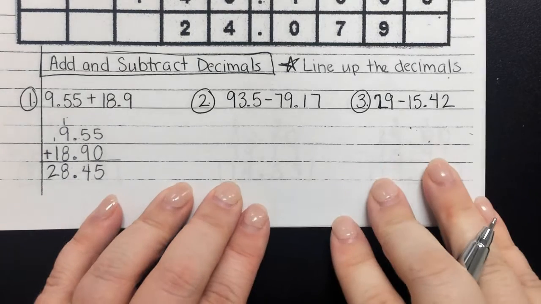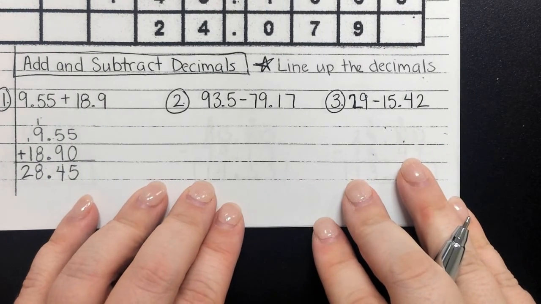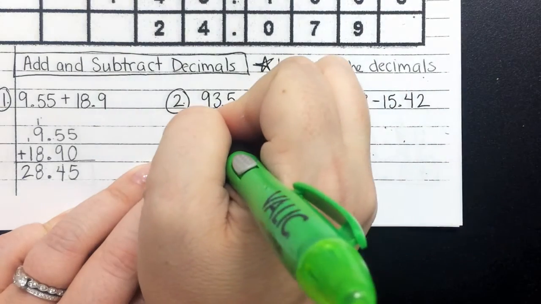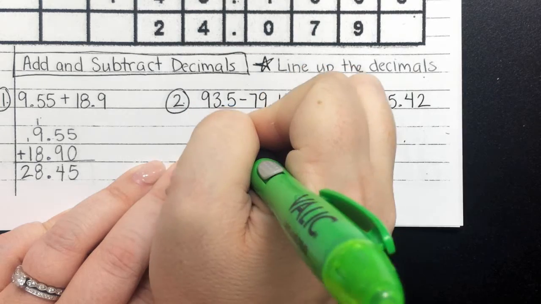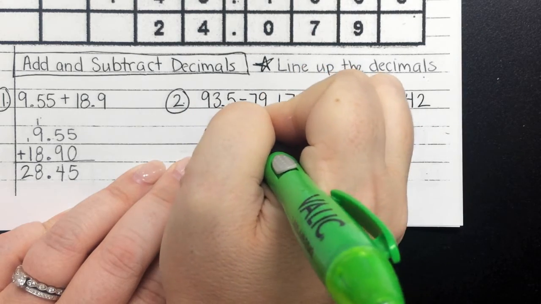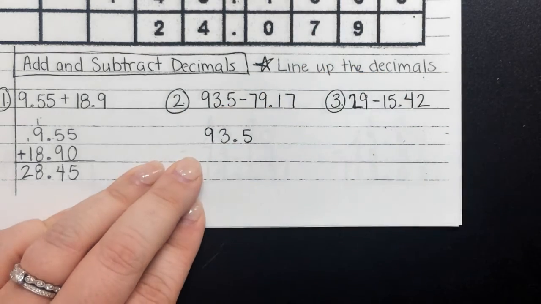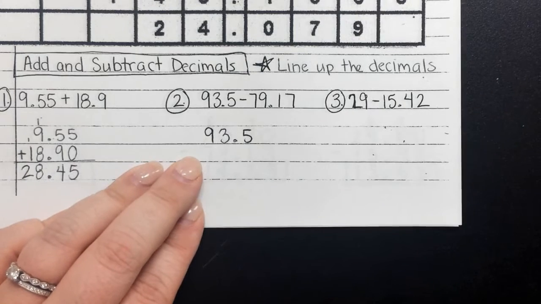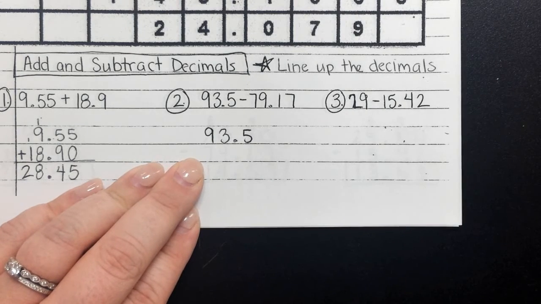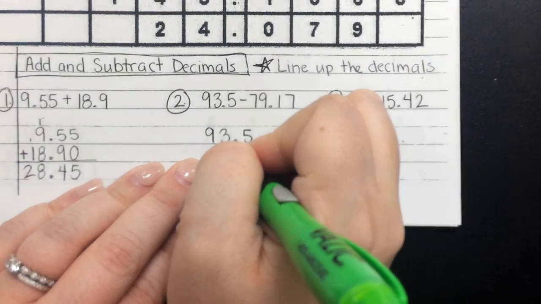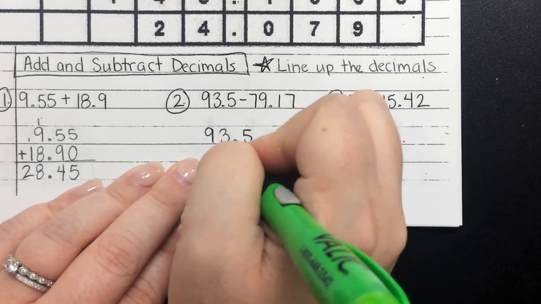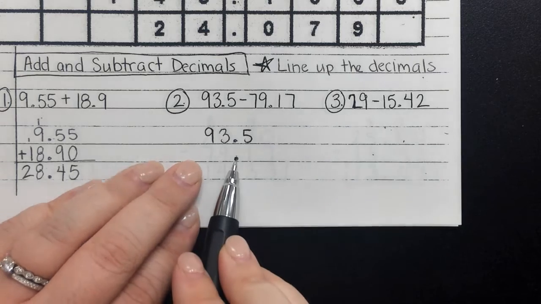All right, let's look at number 2. So I have, for subtraction, remember we have to keep that in that order. You cannot change things around. So I have 93.5, giving myself some extra room because for subtraction I have to borrow. Borrowing without some space can get really, really messy. All right, I'm going to go ahead and put my decimal up underneath so I can make sure they are in a straight line. What number was in front of my other decimal?